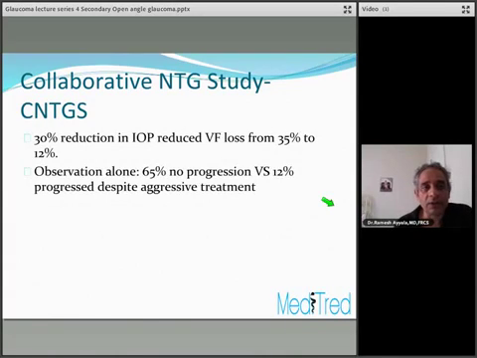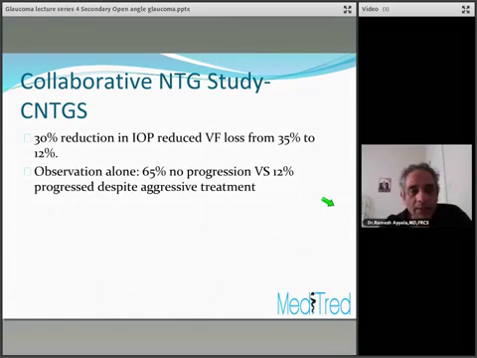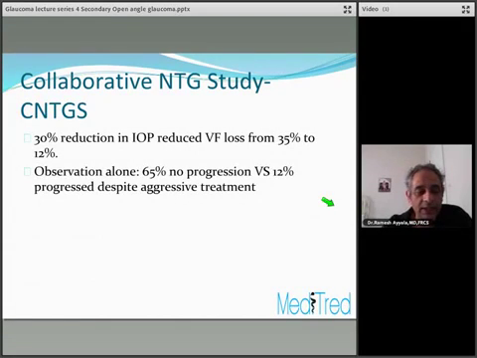That brings us to the Collaborative Normal Tension Glaucoma Study, CNTGS, a great study that was done by Doug Anderson from Miami, wherein they enrolled patients with normal-tension glaucoma. They postulated that the only treatment that can be offered to these patients was intraocular pressure reduction, and so they controlled the intraocular pressure, and the study followed these patients for more than 5 years, I believe. And here are the conclusions: 30% reduction in the IOP reduced the vision field loss from 35% to 12%.